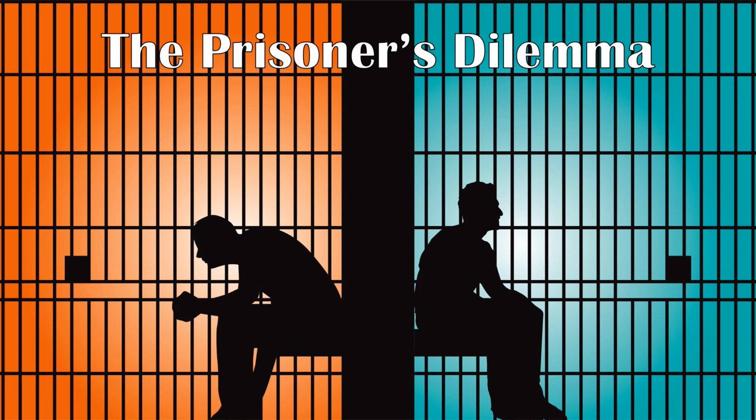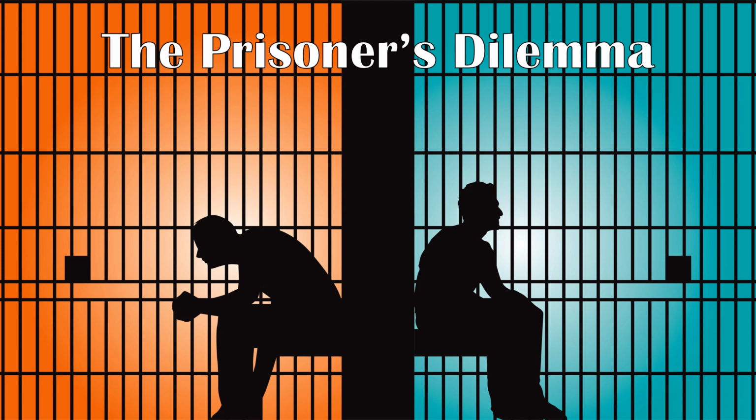Two guilty criminals are arrested and imprisoned. Each prisoner is in solitary confinement and cannot communicate with their partner. The crime they're both guilty of comes with a sentence of 5 years in prison, but the police do not have enough evidence to successfully convict them of it. They do have enough evidence to convict them of a crime with a lesser sentence of 1 year in prison.